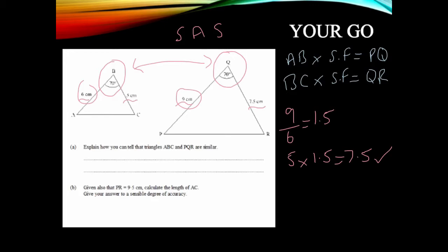It says, given that PR is 9.5, calculate the length of AC. Well, we've worked out the scale factor, so what we need to do now is 9.5 divided by the scale factor, which is 1.5. We're going back the other way, and we will get our answer, which is going to be 6 1/3. Now, 6 1/3, it says, give your answer to a sensible degree of accuracy. We'll round it down and we'll say that's approximately 6.3 centimetres. And that's going to be good enough for us.